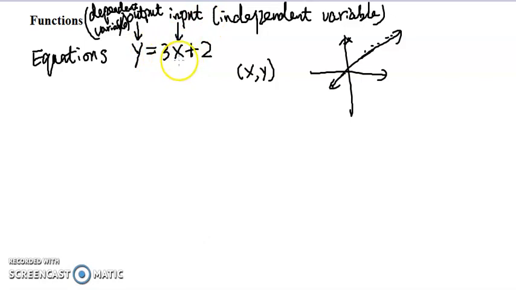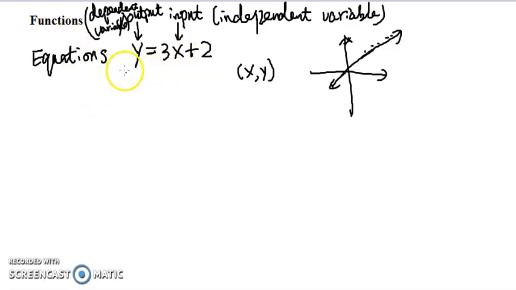So for example, if I pick 1 for x, 3 times 1 plus 2, y will be 5. And if I pick 2 for x, 3 times 2 is 6, plus 2 is 8, so y is 8. So every y value depends on what the x value is. That's why we call y a dependent variable. And we call x independent because you can pick any number for x, so it does not depend on anything.